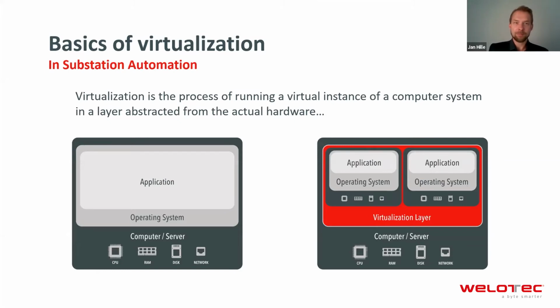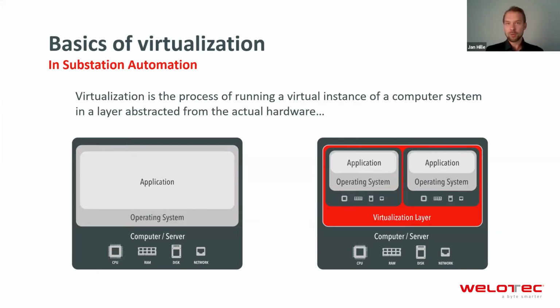Hello to everybody. Let's now take a closer look into virtualization, what it is and how it actually works. In general, you can say virtualization is the process of running a virtual instance of a computer system in a layer abstracted from the actual hardware. But what does that mean? If you take a look at the left picture, you see a classical computer system. You have some hardware, some CPU, memory, a disk, some interfaces like a network interface. You install an operating system like Windows, and inside this operating system, you install your applications.